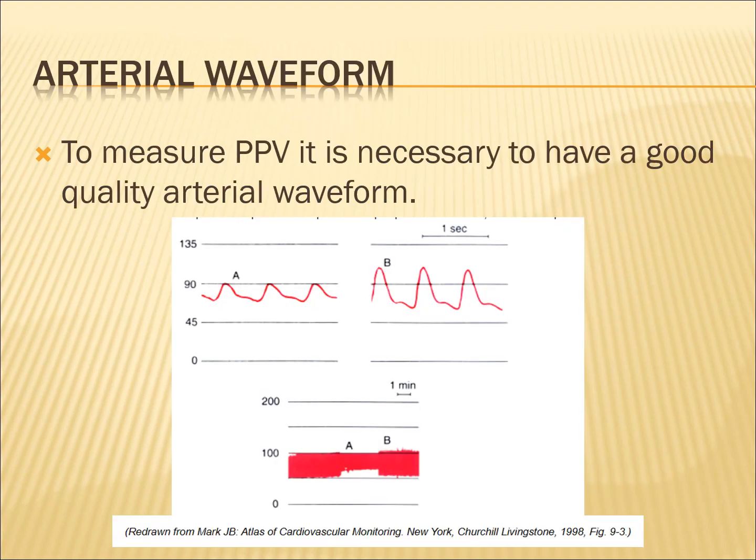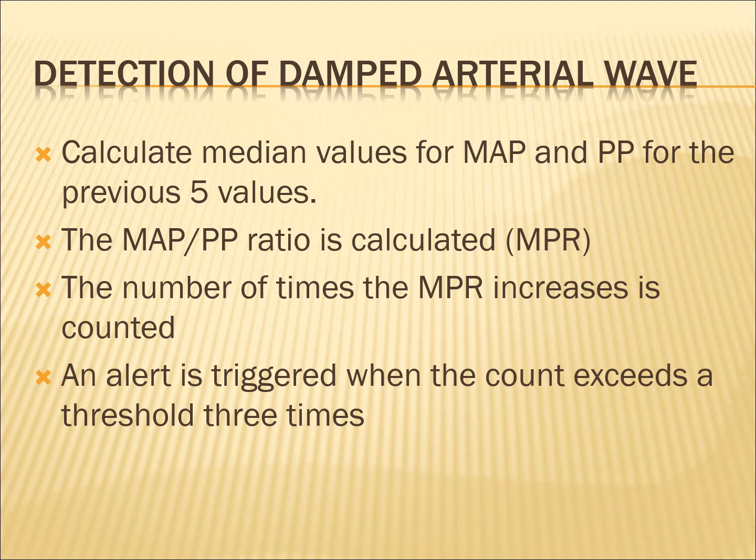The second condition for reporting the pulse pressure variation was the validity of the arterial trace. Damping can have several causes, but kinking of the arterial cannula or tubing, or a blood clot, are the most likely. The figure on the screen is a good example. The damping was detected in this way. Mean arterial pressure to pulse pressure ratio is measured, and how this ratio trends. At a certain point, an alert would be reported.